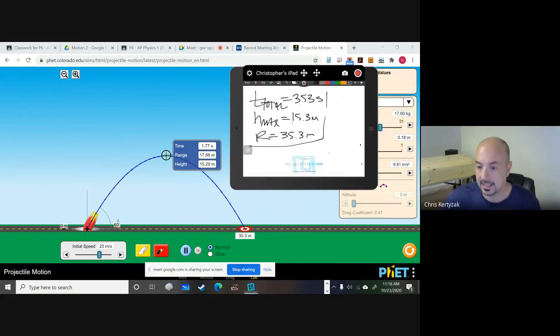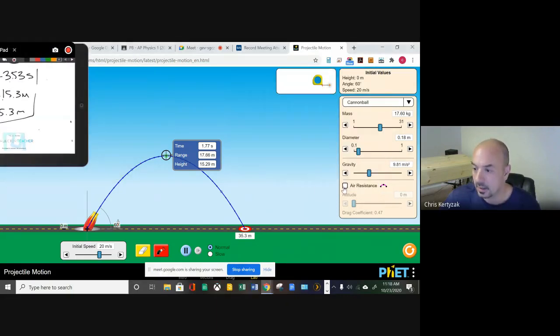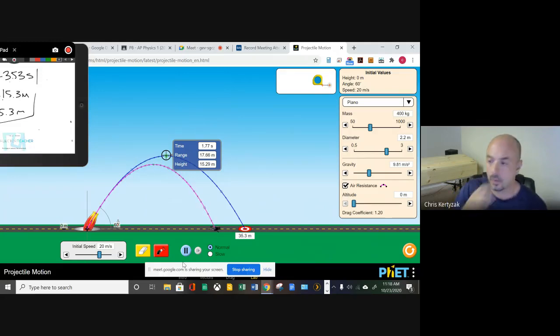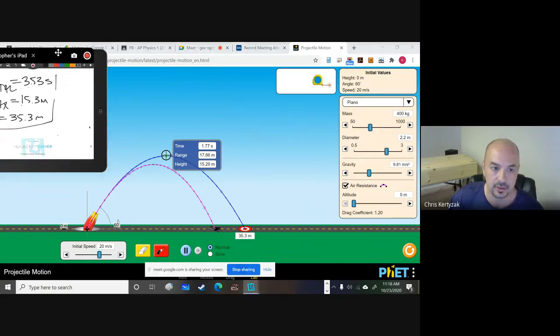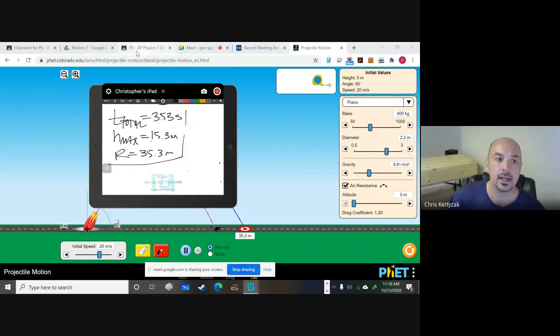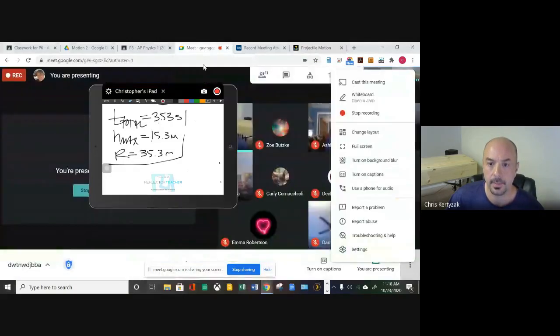Let me lastly say, if air resistance was on, and you were shooting something that wasn't aerodynamic, a cannonball is fairly aerodynamic, like a piano. I mean, nobody shoots pianos, but if you launch this with air resistance on and it's a big, wide object, it's not going to land in the same spot. The effect of air becomes significant, and vx doesn't stay constant. It slows down from that air, causing it to not travel as far. All right, that's pretty much it.